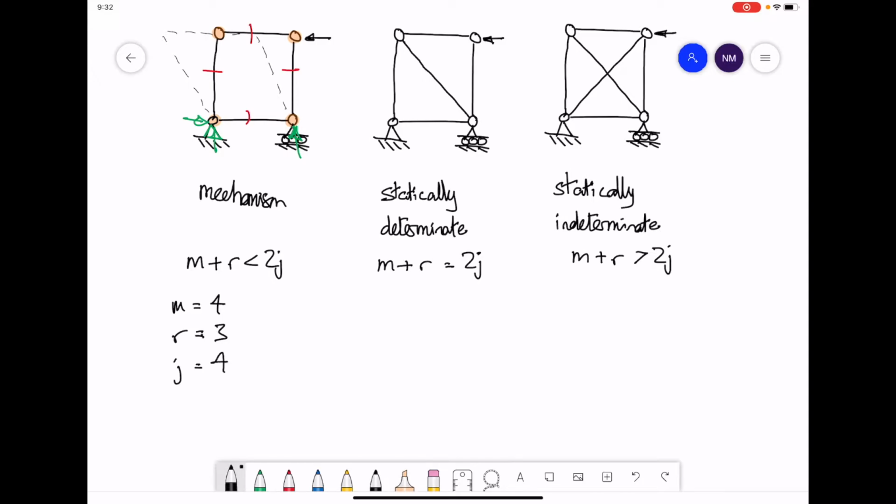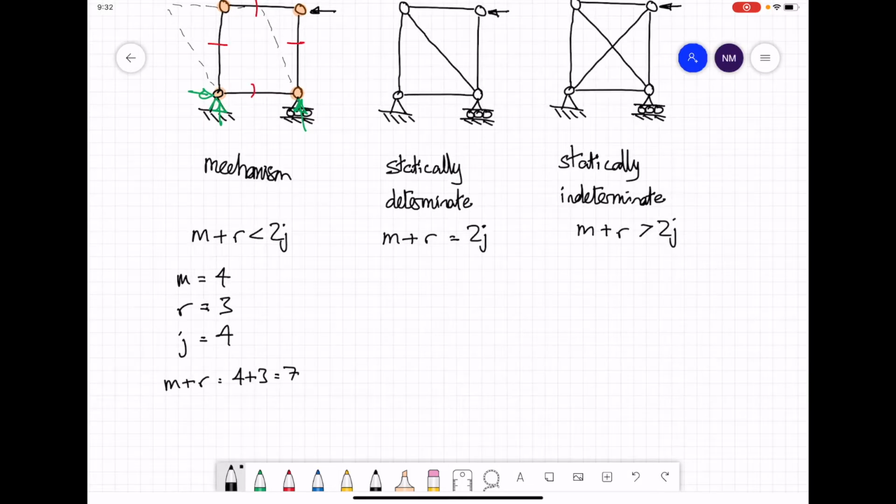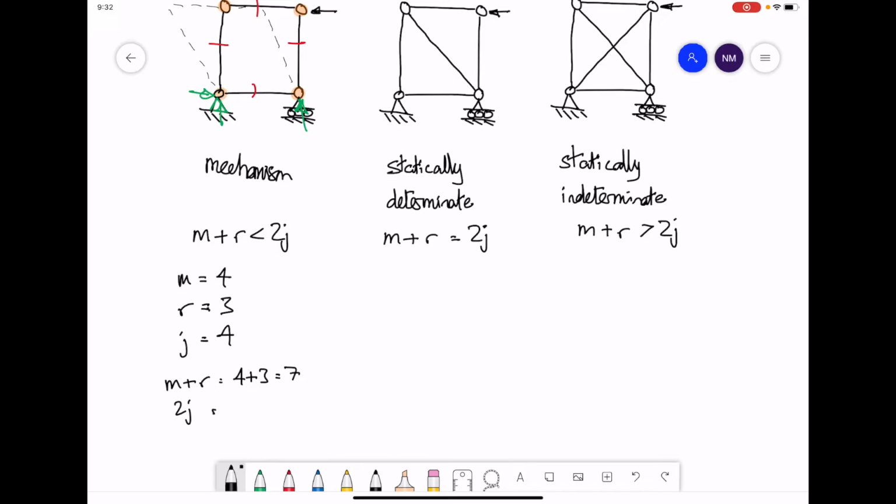M plus R is 4 plus 3, that gives you 7. 2J is 2 times 4, it gives you 8. 7 is less than 8, M plus R is less than 2J, hence a mechanism.